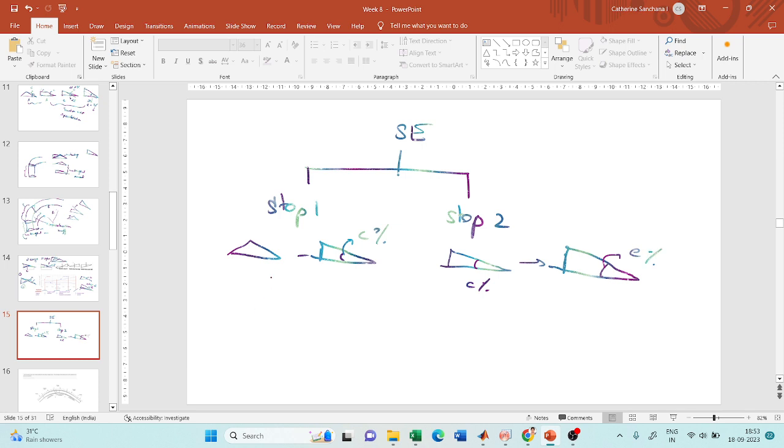Now, we saw that it is achieved in two methods. One is I will raise the outer edge and make it like this. And the second method is I will raise the crown. This crown portion, I will raise it and make it like this. So there are two methods of attaining step one. There are three methods of attaining step two.